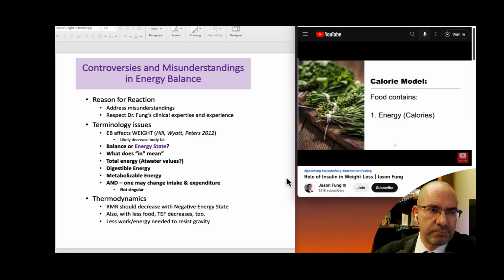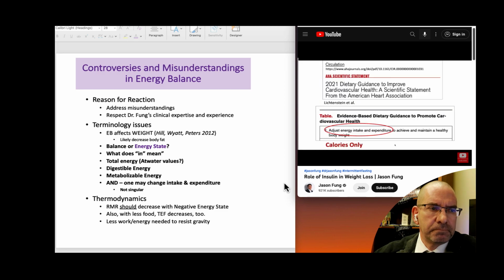Contained within the food, and it's determined by burning it in something called a calorimeter. And the American Heart Association, in its scientific statement for 2021, which just came out about a few weeks ago, said this exact thing. So in their scientific statement, they said, number one, adjust energy intake and expenditure to achieve and maintain a healthy body weight, which means that the only thing that they feel is really important is the energy that is contained within the food.